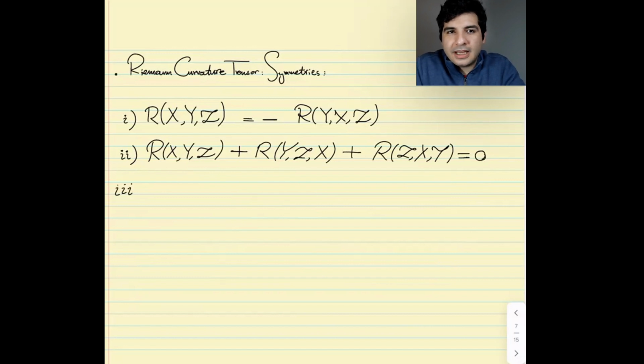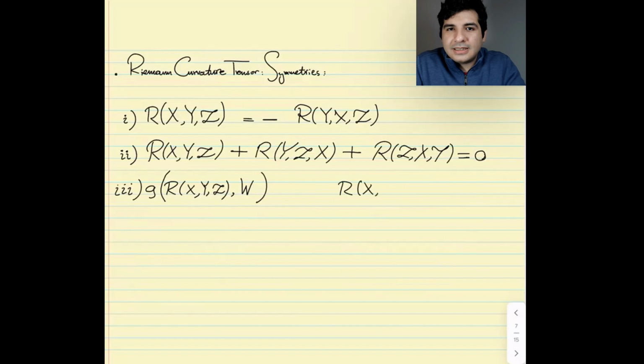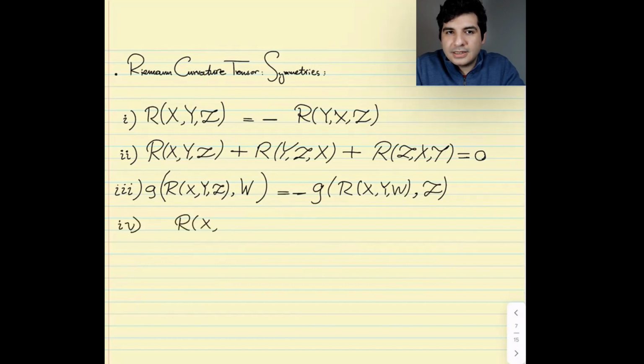Another thing we can do is look at R of x, y, z. Let's say we have a fourth vector field denoted by W. R of x, y, z is a vector field. Let's look at the inner product of this vector field with W at every point. This would be a real number. Now, let's say we change the place of W and Z, and then look at the inner product. What would happen then? We just get another minus sign.